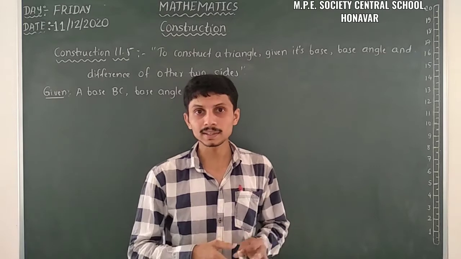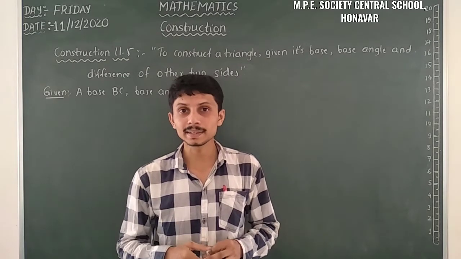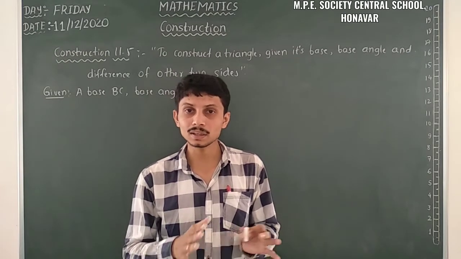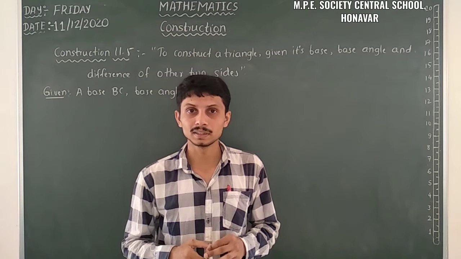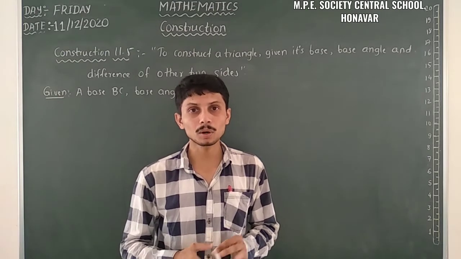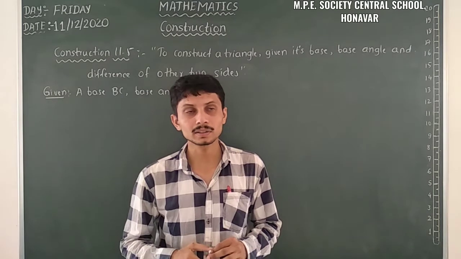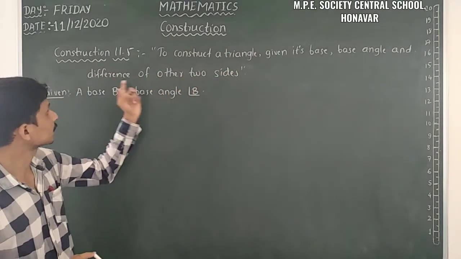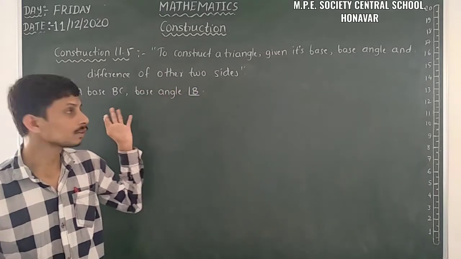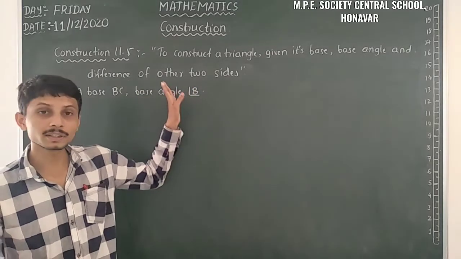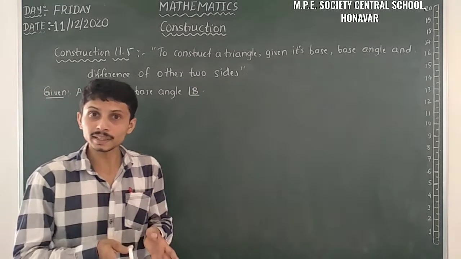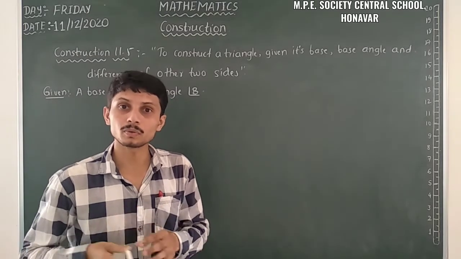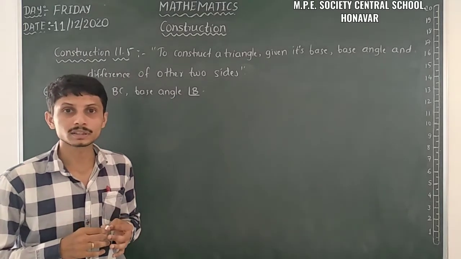But in that case, we had to consider AB is greater than AC. Here we have to consider AB is less than AC, or AC is greater than AB. So let us take case 2 of this construction 11.5, that is to construct a triangle given its base, base angle and the difference of the other two sides. In that we have a second case, that is when AC is greater than AB. So that one we have to discuss.